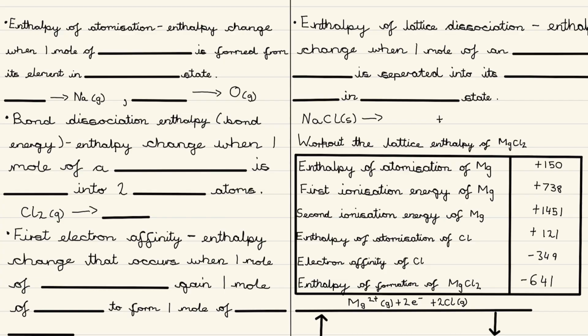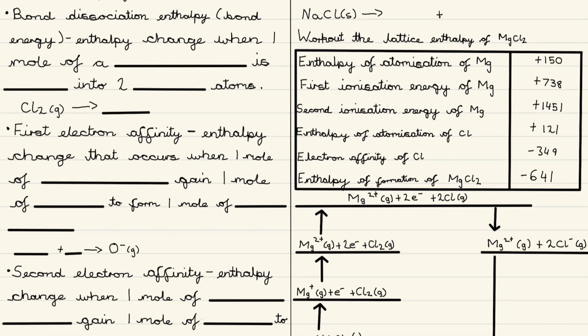So the enthalpy change of atomization is the enthalpy change when 1 mole of gaseous atoms is formed from its element in its standard state. So for example, for sodium it would be sodium solid turns into sodium gas, and then for oxygen, well, oxygen's standard state is already a gas, however it exists as O2. So to balance this equation we're going to have to add a half at the start here.